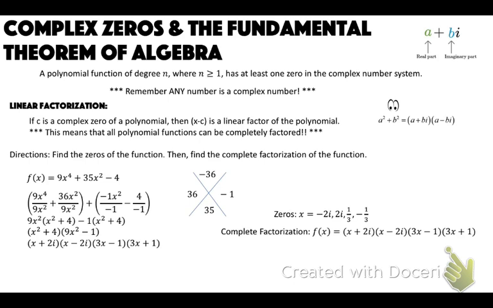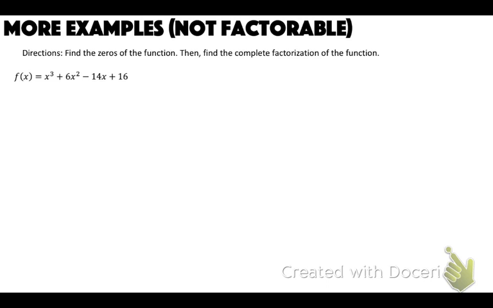Okay, let's do another one. x cubed plus 6x squared minus 14x plus 16. This one can't be factored easily, so we have to use the rational zeros theorem. We have 1, 2, 4, 8, and 16 for the factors of 16, and then just 1. So 1, 2, 4, 8, and 16 are the possible zeros.